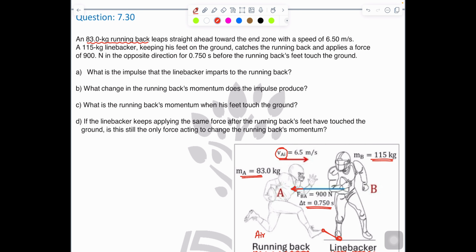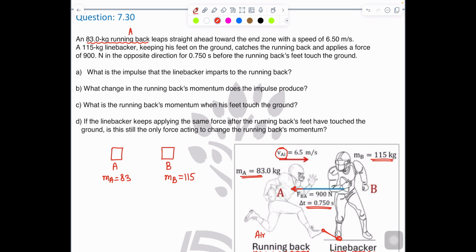83 kg. Okay, we understand. You can say this is A. I will just draw it like this. This is your A and this is your B, to make it easy. So the mass of A is 83 and the mass of B is 115.